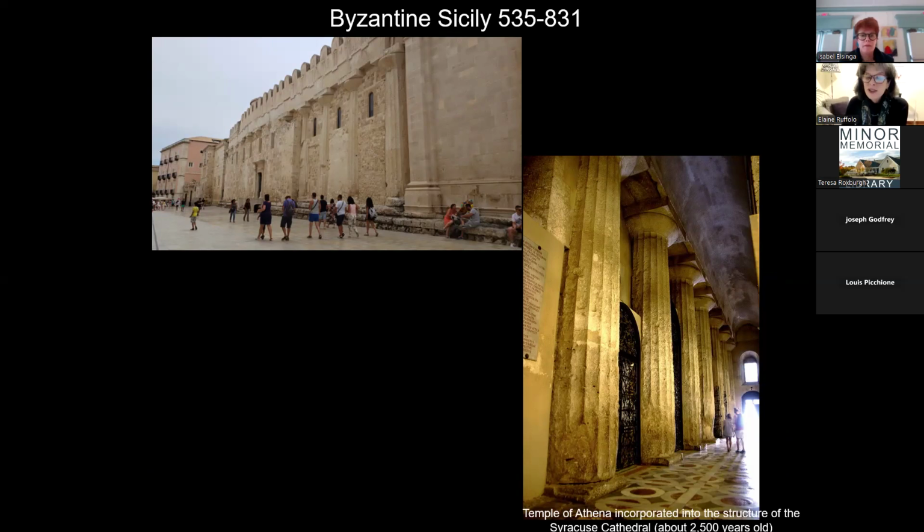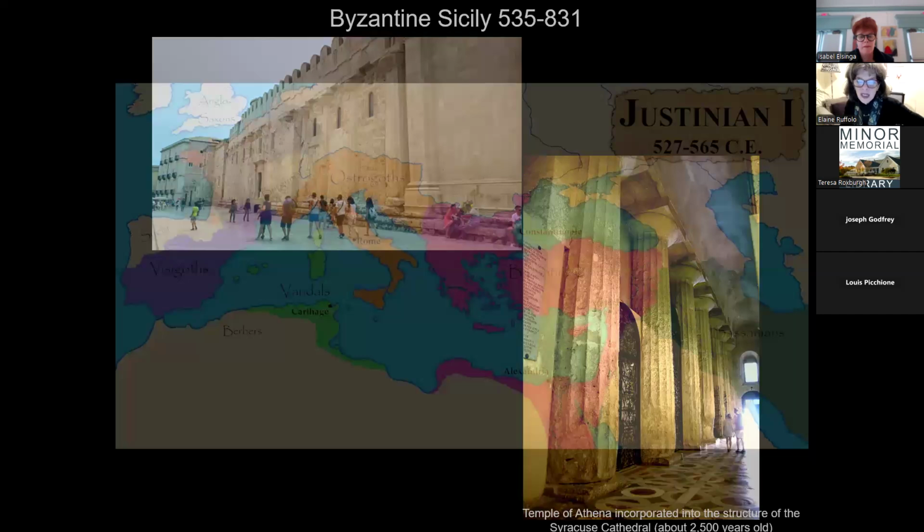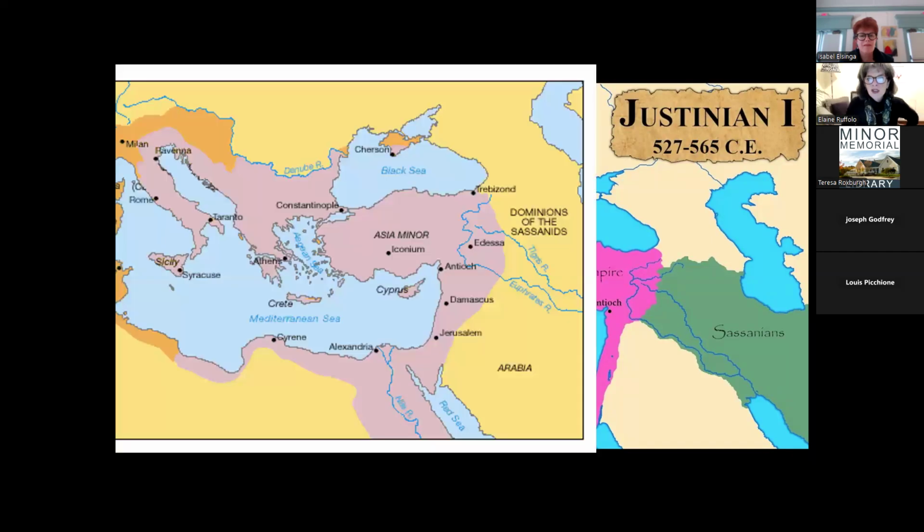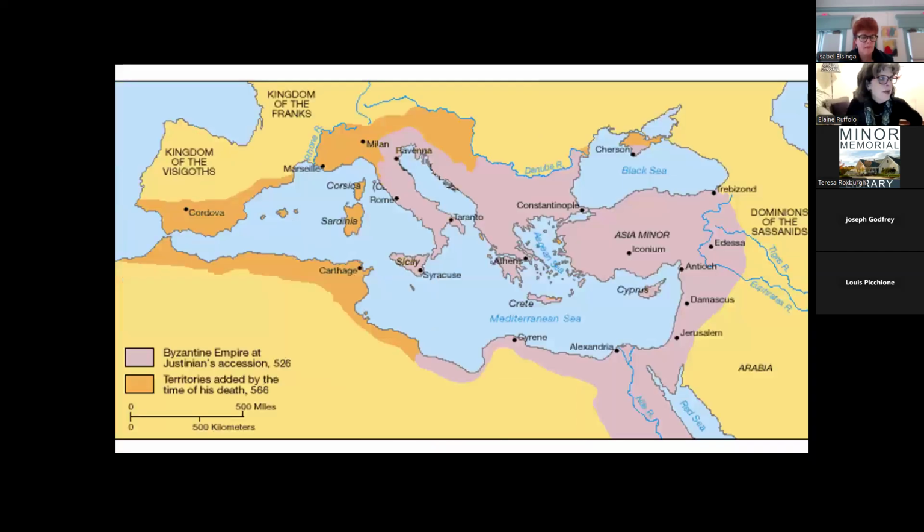And that's what you see here in Syracuse. The Temple of Athena is incorporated into a structure that became the cathedral of Syracuse. So, interesting time. Here's Justinian coming on the scene. You can see that in green, Sicily was part of the Vandal Empire, where we get our word vandalism. Enter Justinian. He takes most of it back, and things are stable once again.